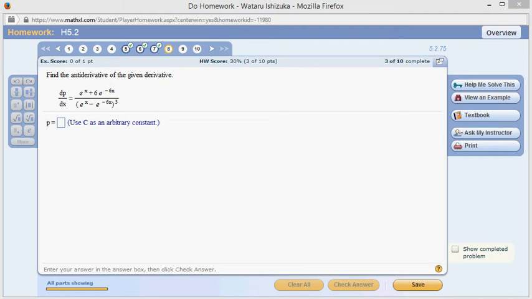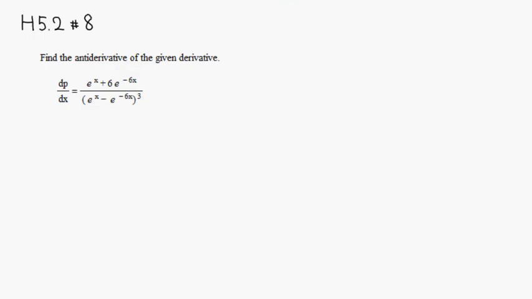Alright, let's look at homework 5.2, problem number 8. We have the derivative of p given with respect to x, so we take the antiderivative to get the original function p. Alright, so let's do that. So p of x is going to be the antiderivative of this given derivative function.